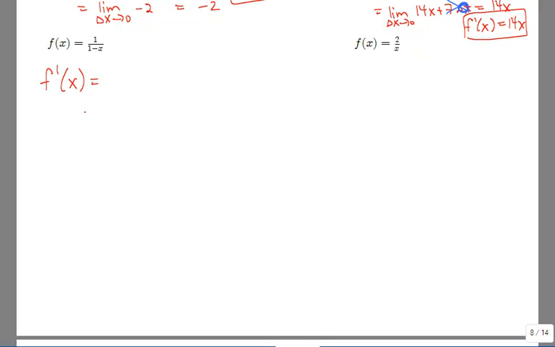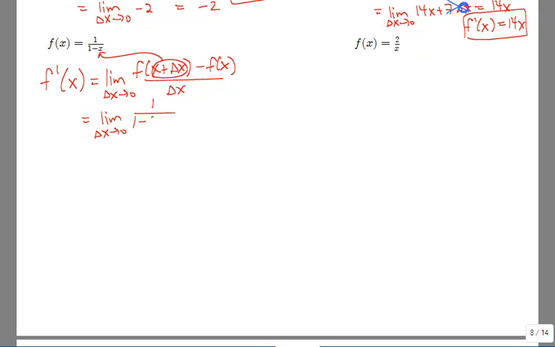f prime of x, the derivative, is defined to be the limit as delta x goes to 0 of f of x plus delta x minus f of x all over delta x. So I start by plugging in x plus delta x right where that input variable is supposed to be. Use parentheses around it because there's a minus in front of that x. So this is going to be 1 over 1 minus x plus delta x wrapped in parentheses. Then I'm going to subtract from that just with an x plugged in. So that will stay 1 over 1 minus x.